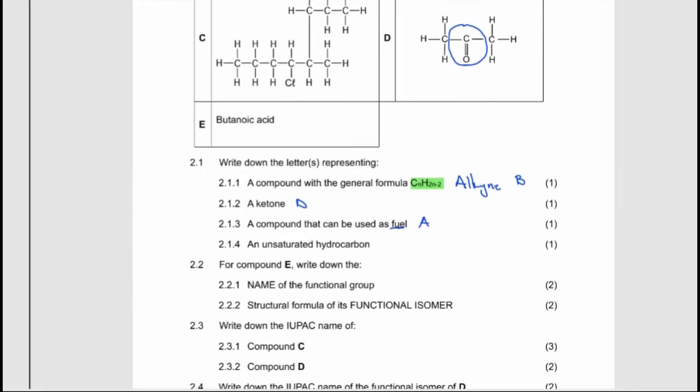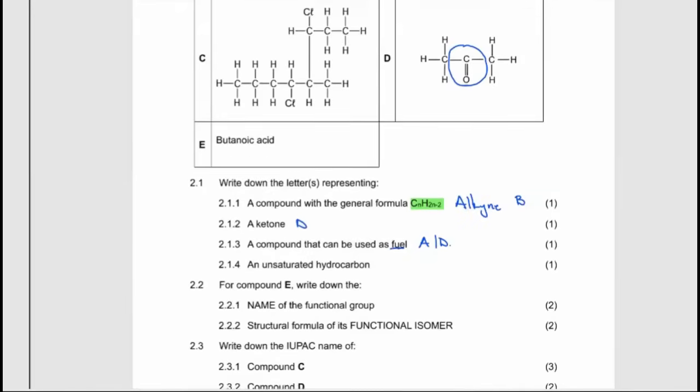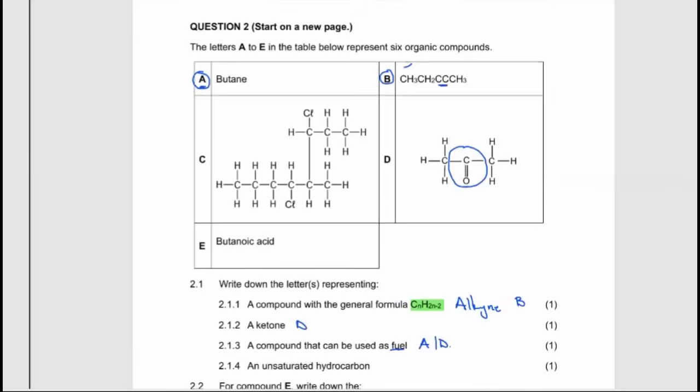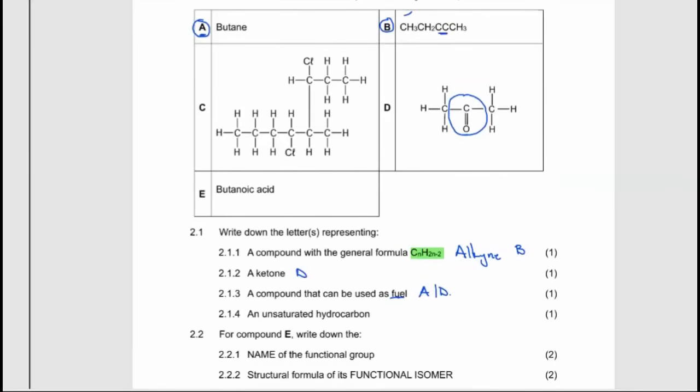So my answers are A or D, right? So you can choose either one of them there. Then to proceed, it says here after that it reads an unsaturated hydrocarbon, right? Unsaturated means we have multiple bonds between carbon atoms. So the only one that has multiple bonds between carbon atoms is option B. So the correct letter there, I'm automatically going to write the letter B.